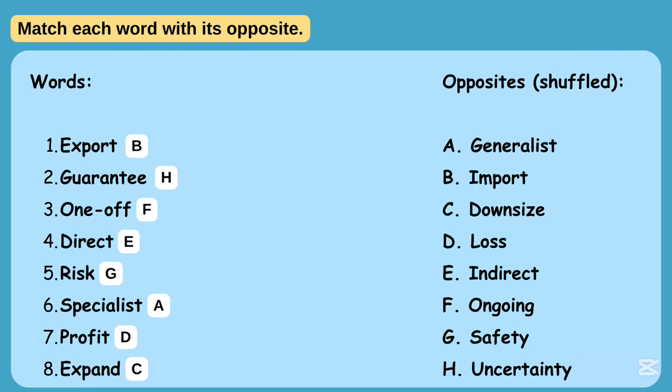Six, specialist. Specialist goes with generalist. A specialist focuses on one area. A generalist covers many. Seven, profit. Profit is the opposite of loss. Profit is the money earned. Loss is the money lost. Eight, expand. Expand matches with downsize. To expand is to grow, to downsize is to reduce.